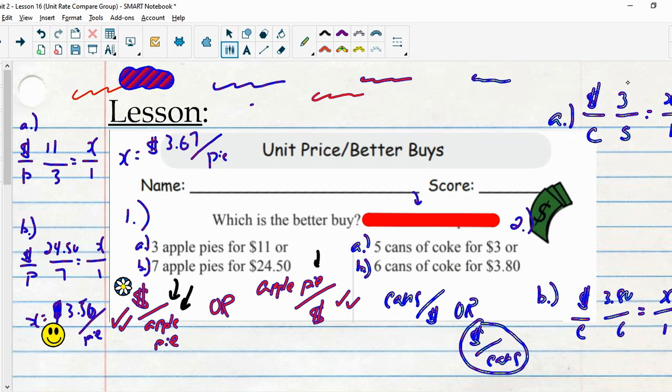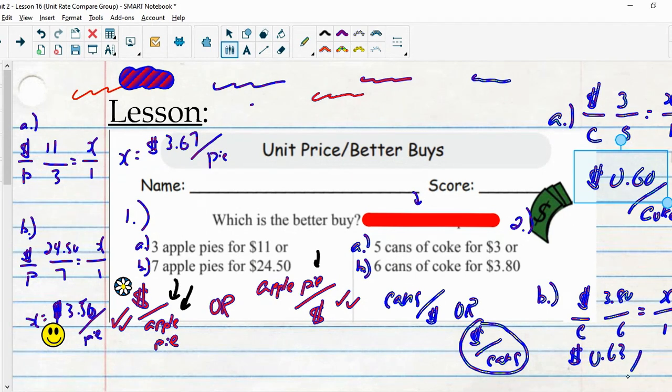Okay, let's do some math here. So this is 3 over 5. 3 divided by 5, I already know, 60 cents. 60 cents for 1 can of Coke. These are like 1980s prices. And then 380 over 6, so that's 0.63, so 63 cents per can of Coke. So which one's the better deal? Yeah, this one, right? Why? It's cheaper, right? So that's the better option.